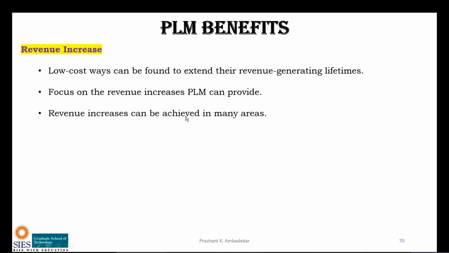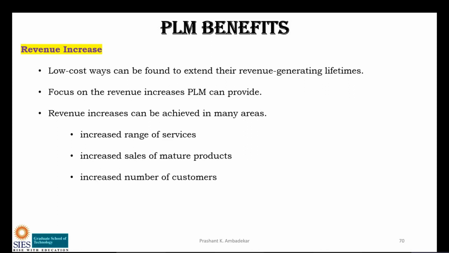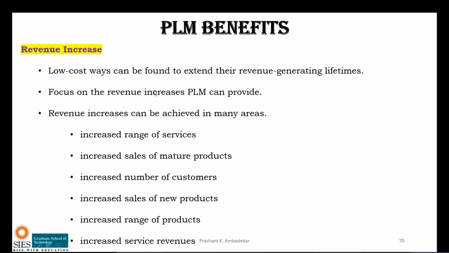Then the revenue increase can be achieved in many areas. What are the various areas? Increase range of services, then increase sales of mature product. See why the sale is declining, what can be done for increasing the sale. We have already studied earlier how the sales can be increased for the mature product. We have seen the strategies. Then increase the number of customers, reach different customers. Now it's a globalized market. Increase sales of new product, increase range of product, bring new products in the market. Just now I gave an example of Maruti. Increase service revenue. So these are the ways in which the revenue can be increased.